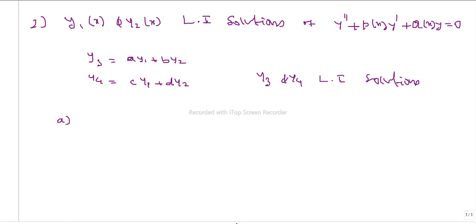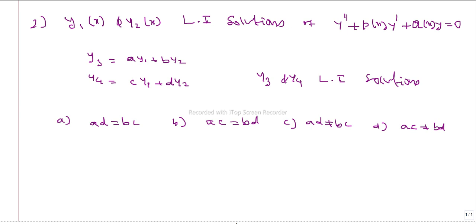So the first option is AD equal to BC, and the second is AC equal to BD. The third option is AD not equal to BC. Then the last option is AC not equal to BD. Now these are two equations, and then we know that y1, y2.